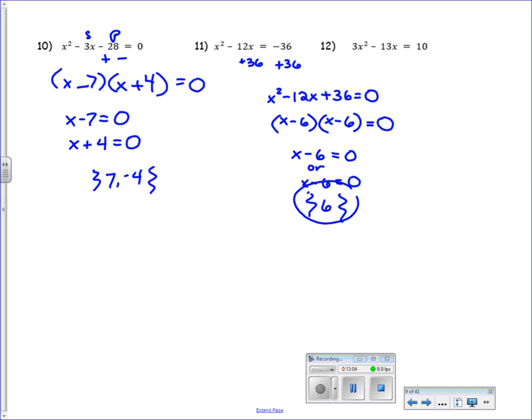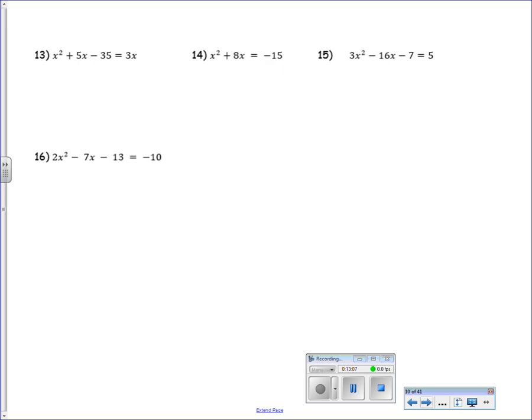12, I'm going to skip for a minute and come back, because that's actually a little bit harder form of factoring. So I want to take a look at 13 and 14. Now 13, again, it doesn't equal 0. So I'm going to subtract 3x from both sides, so it does. 5x minus 3x is 2x. And then negative 35, and then equal 0.